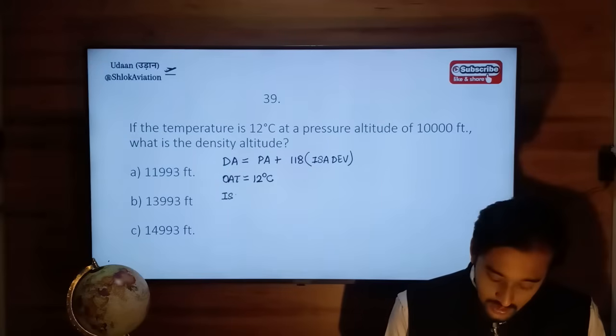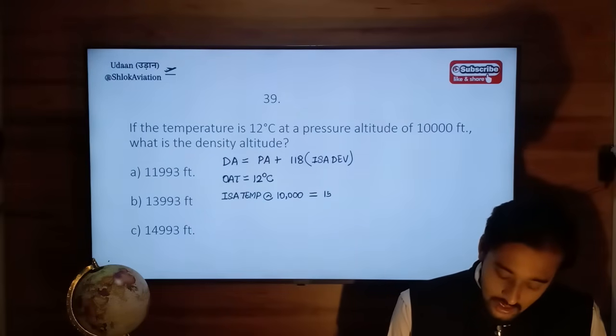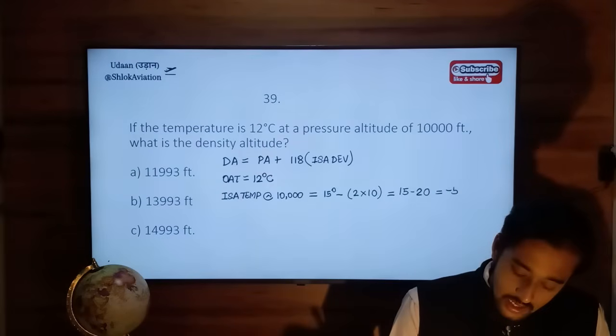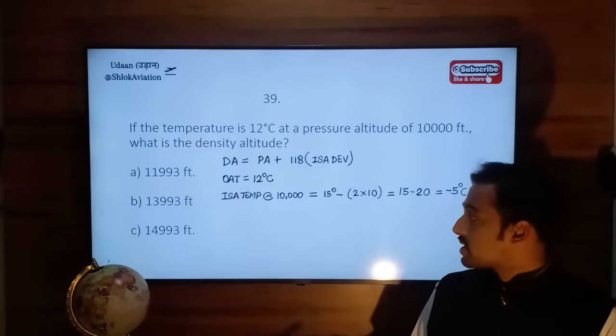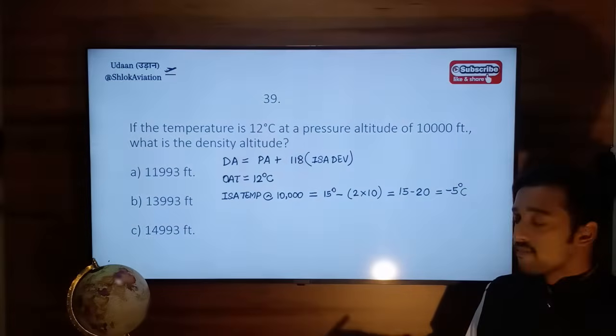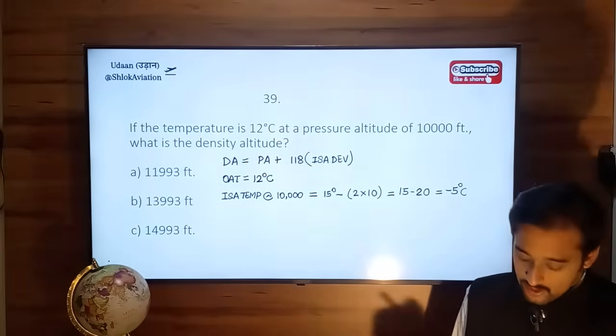ISA temperature at 10,000 feet equals how much? 15 degrees minus 2 into 10. 15 minus 20, which is minus 5 degrees Celsius. Minus 5 degrees Celsius. Okay. So that is your ISA temperature supposed to be at 10,000 feet.